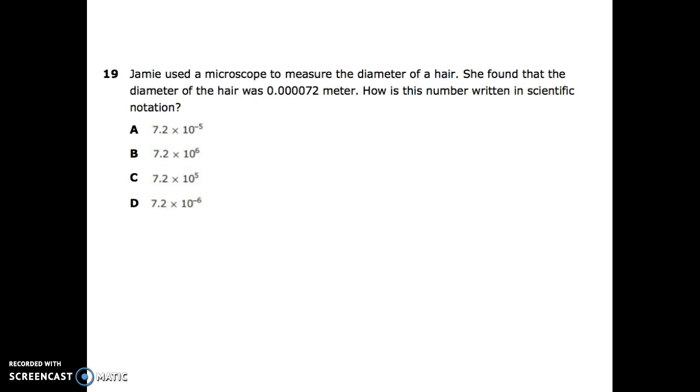19. Jamie used a microscope to measure the diameter of a hair. She found that the diameter of a hair was 0.00072 meter. How is this number written in scientific notation?